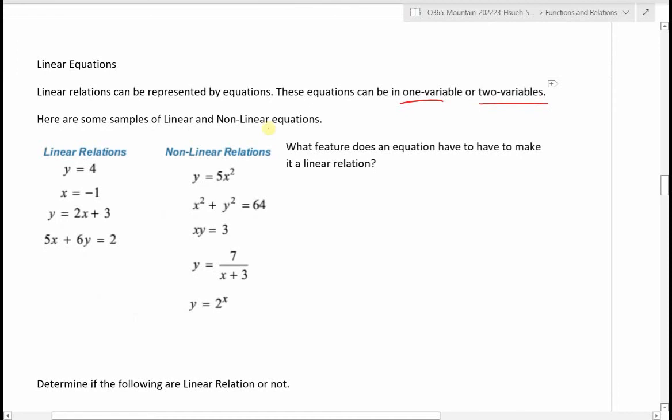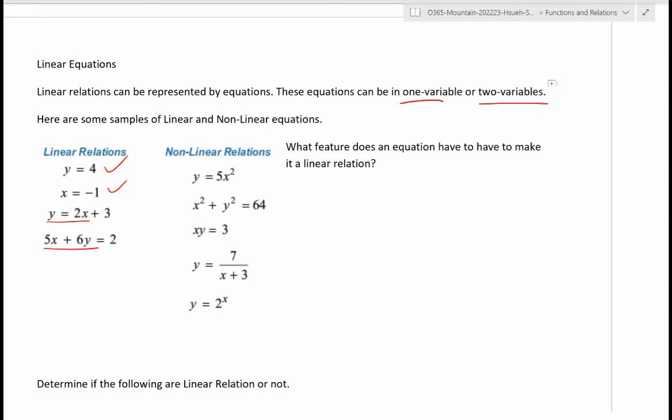So you can see this is a linear relation. One variable, also one variable. This one has two variables, and two variables. Okay, so now we're going to stop here. Now we're going to compare the ones on the right, and let's discuss why the ones on the right are not linear relations.